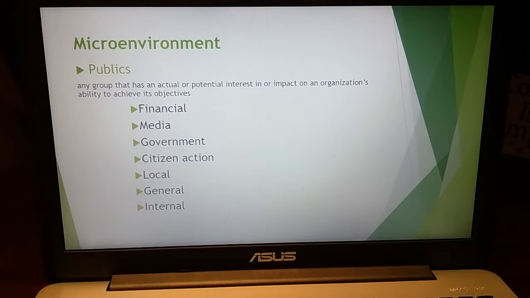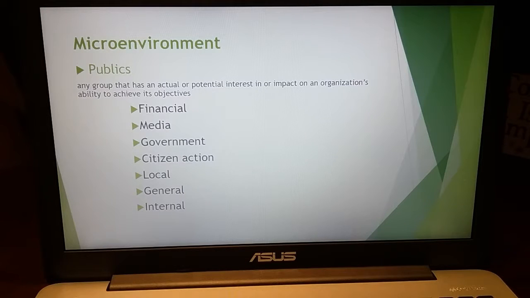Government agencies in terms of regulations and protection. Citizen action groups are consumer groups that work to provide a safer environment for all of us and safer products and that kind of thing. Local groups are anything that's around you. Say that you're a school, and maybe the businesses that are around you. If you're a business, the schools and the churches that are in your area, that's the local group.